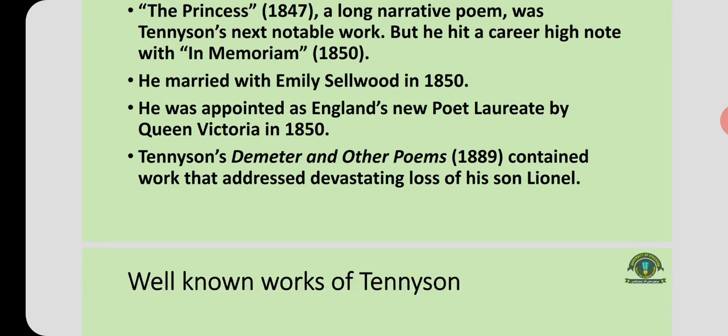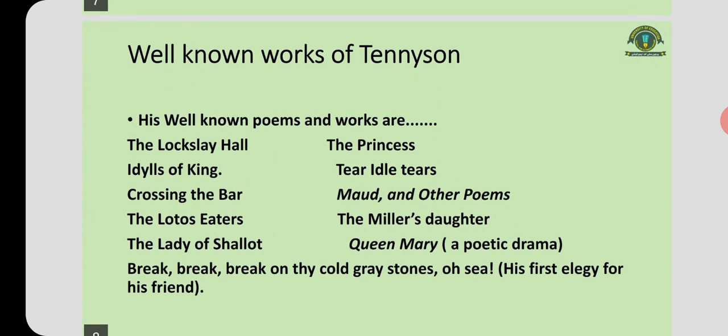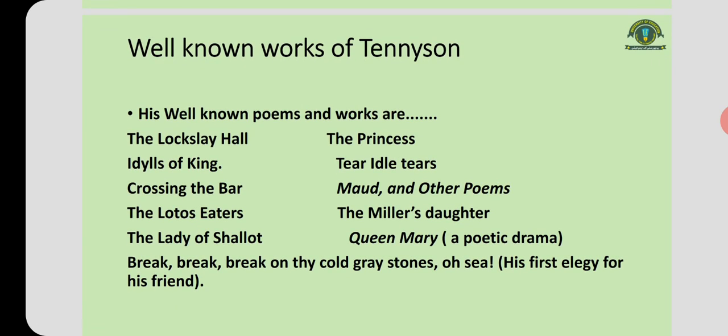Tennyson's Demeter and Other Poems, published in 1889, contains work that addresses the devastating loss of his son Lionel. Tennyson and his son Lionel were on a voyage by ship to India, where on the ship his son Lionel died, and Tennyson wrote an elegy, Demeter and Other Poems, in 1889 only to mourn the death of Lionel, because Lionel was very important to Tennyson. Of course, any father could have deeper affection for his own son.